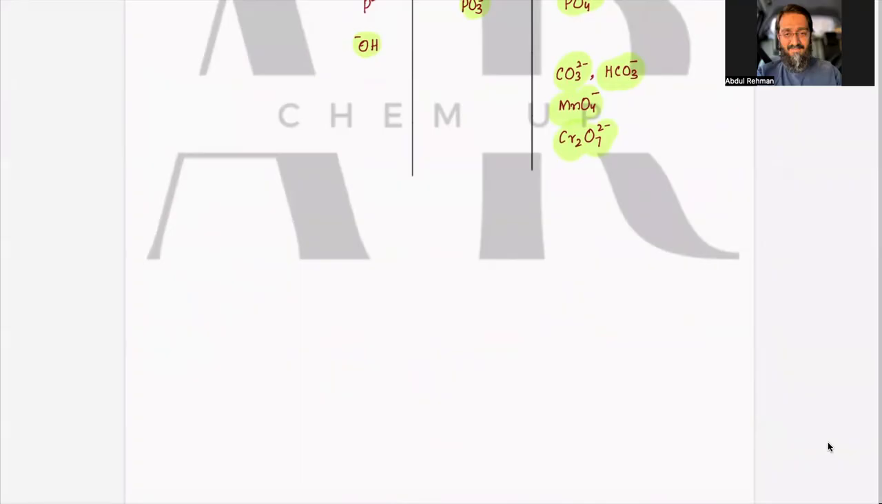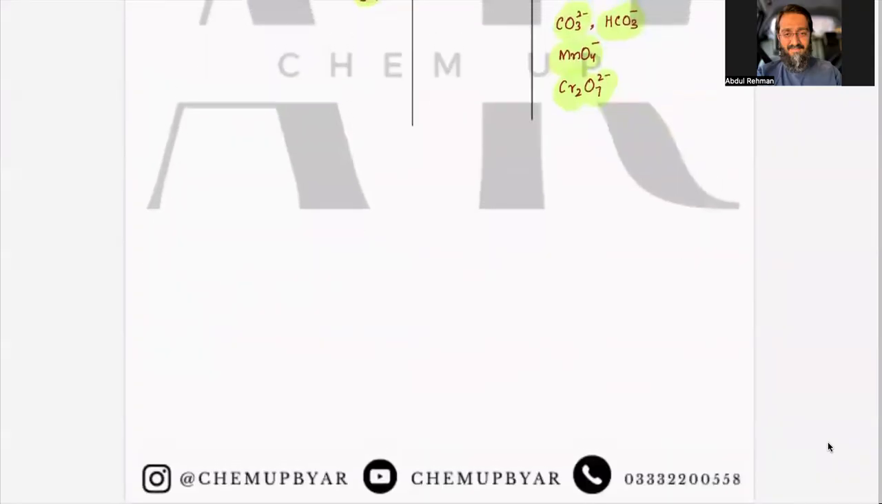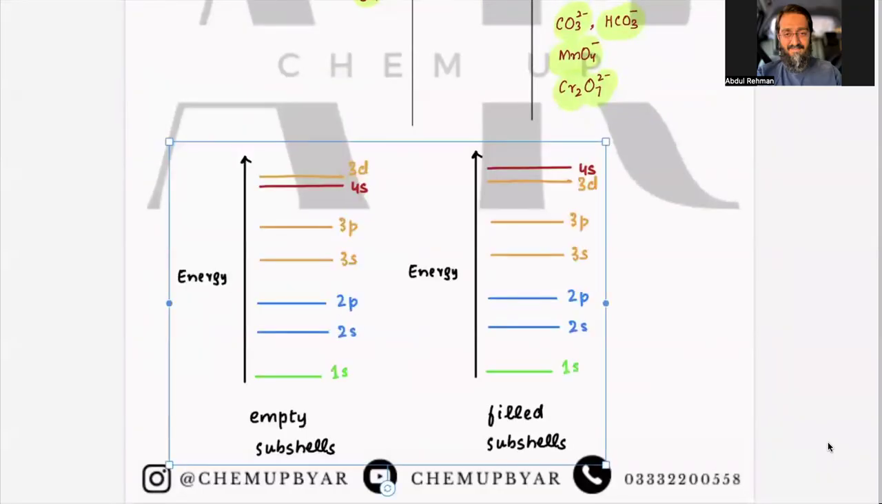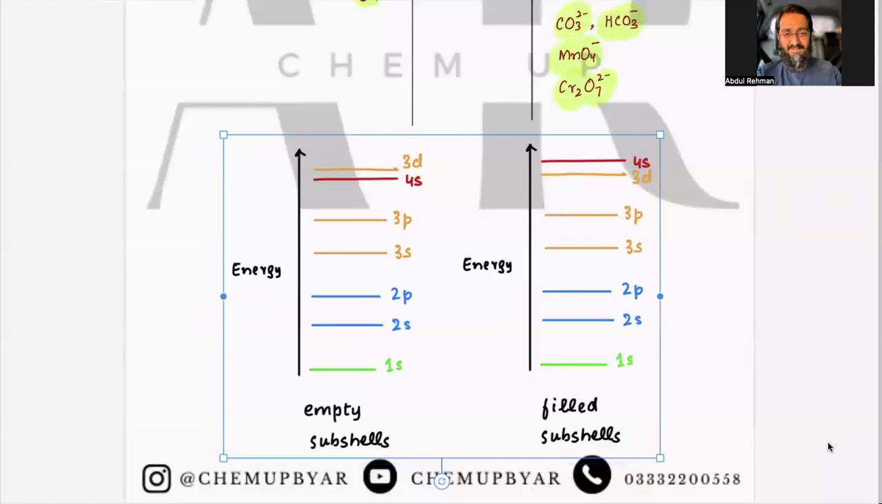So I'm going to discuss two reasons. One reason is why they easily jump from 4s to 3d. And the other reason is why the electrons are actually getting removed from 4s, but not from 3d. So this is the case.